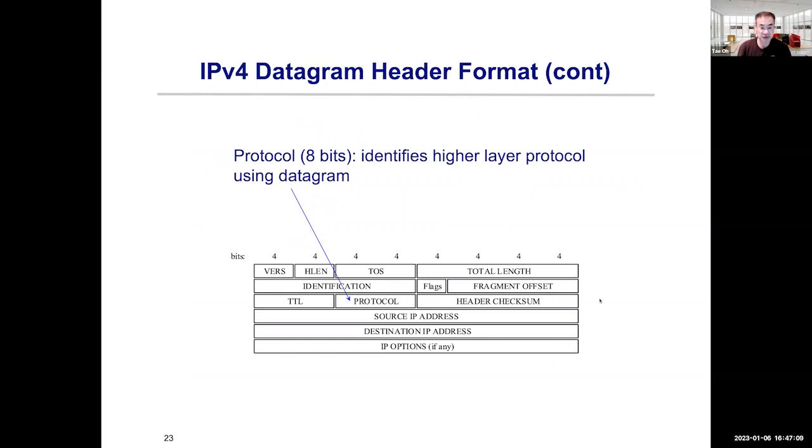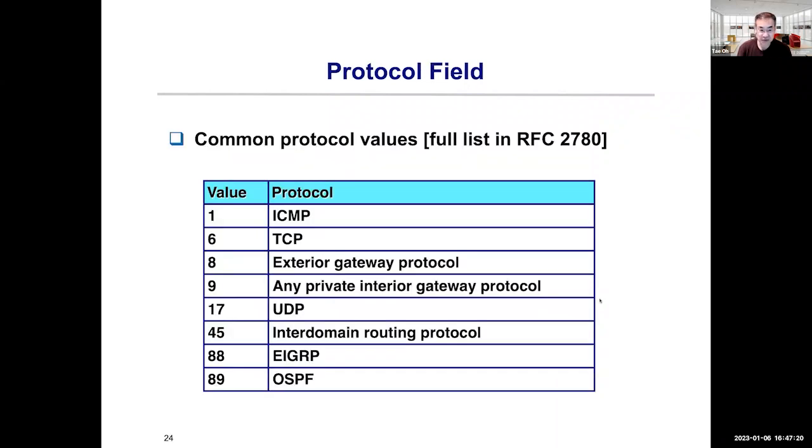The protocol field says what the protocol is at the higher level. Is it TCP or is it UDP? What are the other protocols at the higher level? There's ICMP, TCP, Exterior Gateway Protocol, and any private interior gateway protocol, and UDP. Border Gateway Protocol is between networks, okay? A private interior gateway protocol is like OSPF, IS-IS; there's inter-domain routing protocols, EIGRP, OSPF. So these are the protocols on top of it, okay?